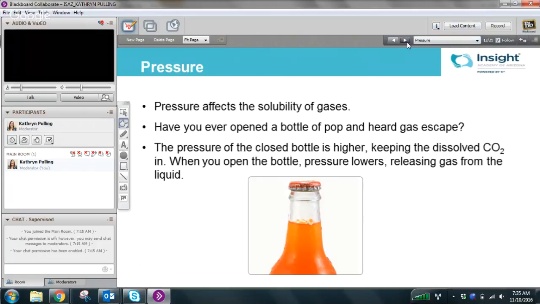And last thing, pressure. Pressure really only relates to gases, okay? Because liquids can't be compressed, so changing pressure doesn't really change the liquid.